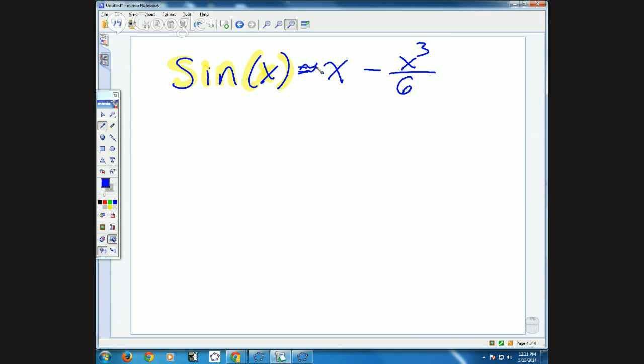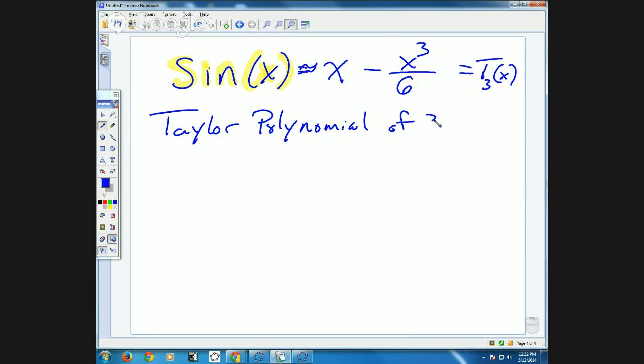This is what we call T3, Taylor series, third degree, or Taylor polynomial of third degree. Let's make a note. Taylor polynomial of third degree, centered where? 0? Yeah, centered at 0.